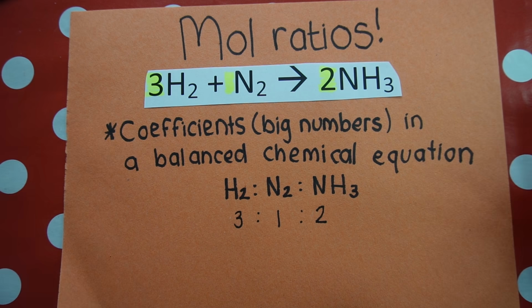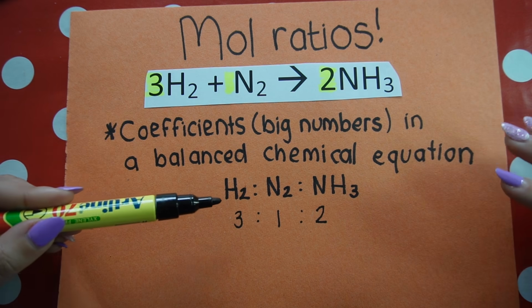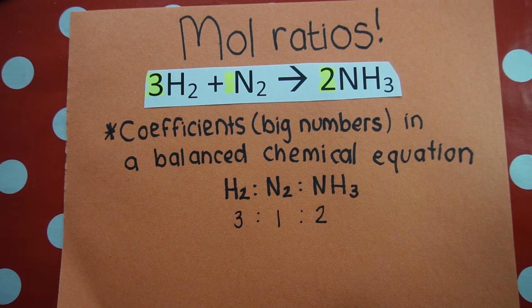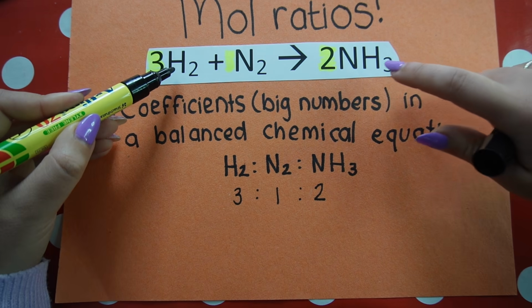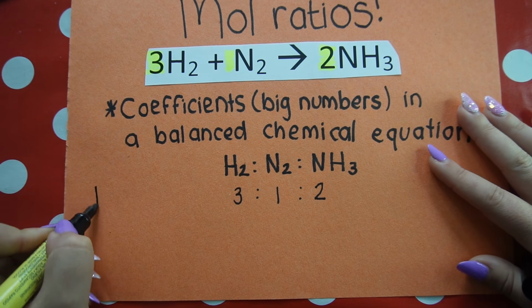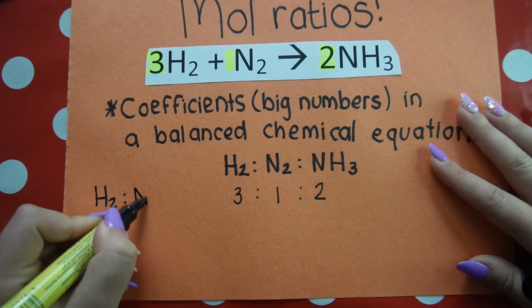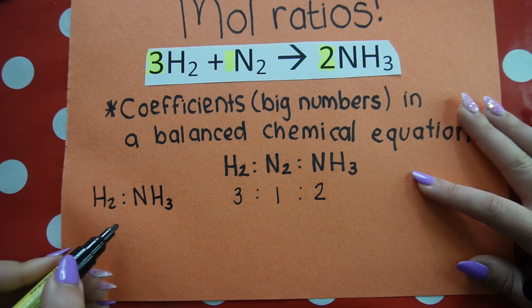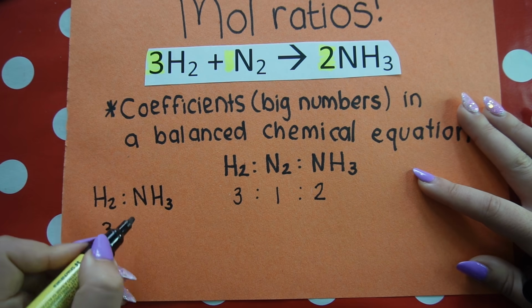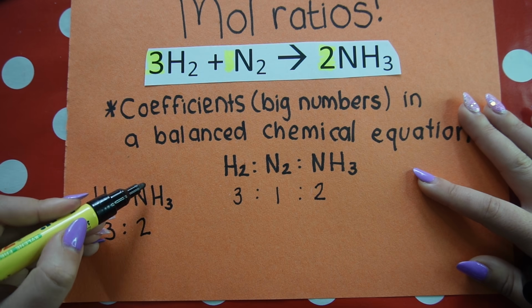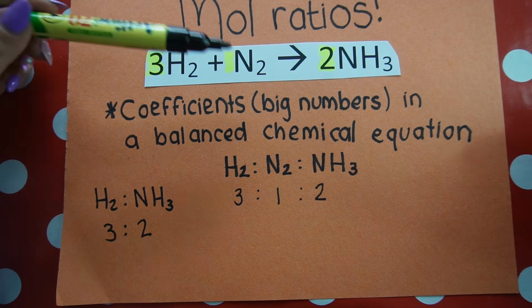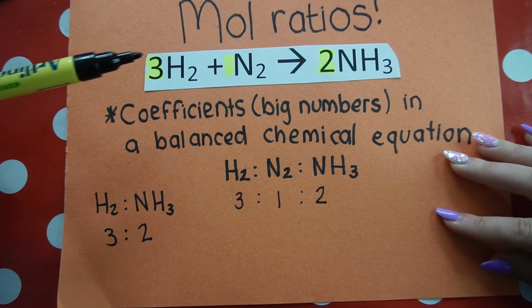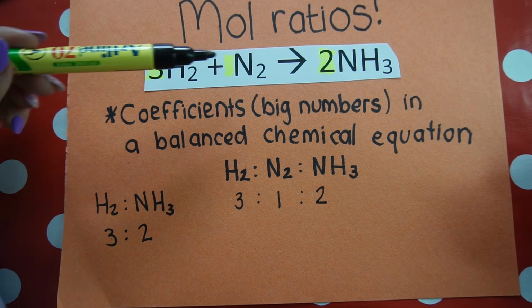Now we won't necessarily use all the reactants and products in a mole ratio. It depends on the question, it depends on what you are given and what you are calculating. So for example, we could use hydrogen and ammonia in a ratio, and that would look like this. Hydrogen to ammonia would be in a mole ratio of 3 to 2. So you use the big number in front of hydrogen and the big number in front of ammonia. I could do a mole ratio for nitrogen and ammonia, it would be 1 to 2. I could do a mole ratio for hydrogen and nitrogen, it would be 3 to 1.